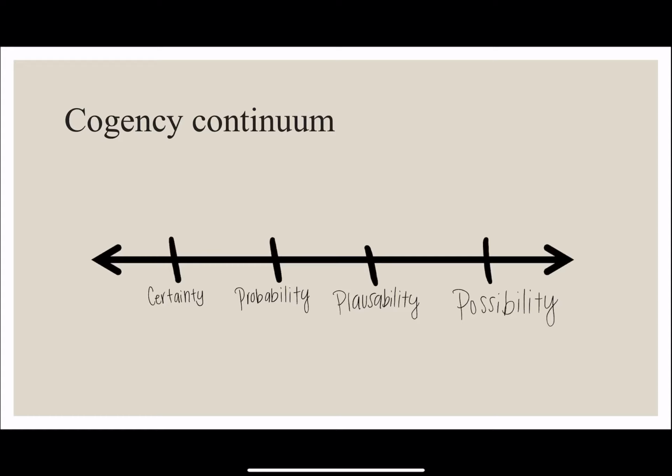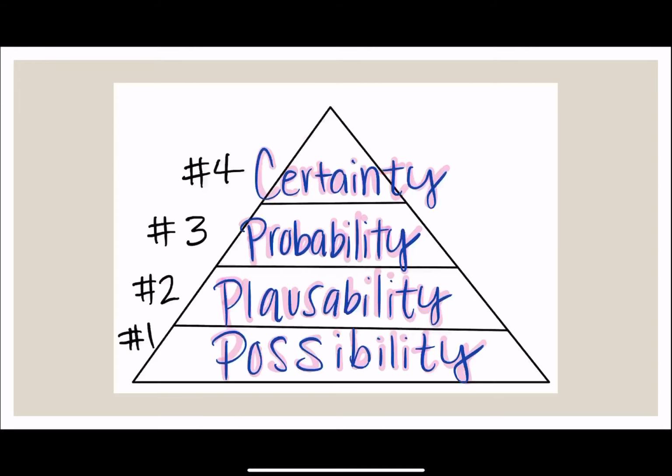I will, however, be using a pyramid to demonstrate the significant differences between each. Now, I'm sure many of you have heard these terms and possibly have used them interchangeably. These terms include possible, plausible, probable, and certainty. Now, possible would fall at the very bottom of our pyramid, and we're going to work from bottom to top. So, possible is at the very bottom of our pyramid.